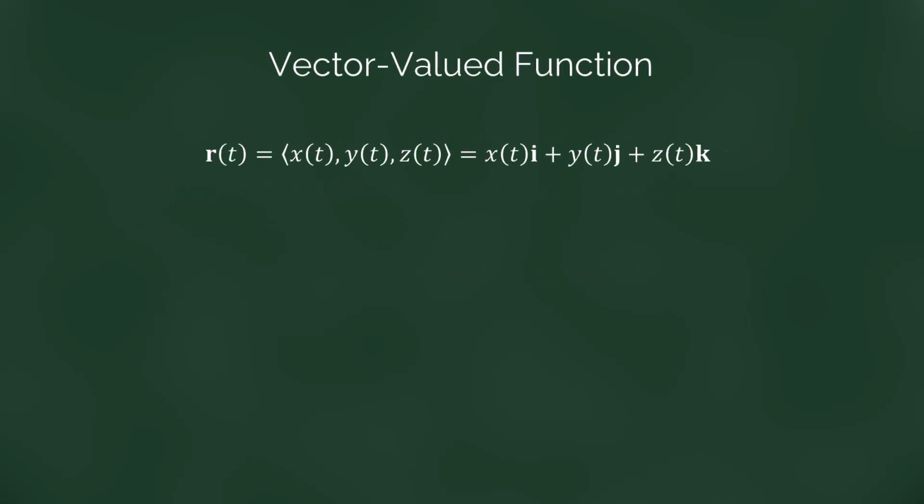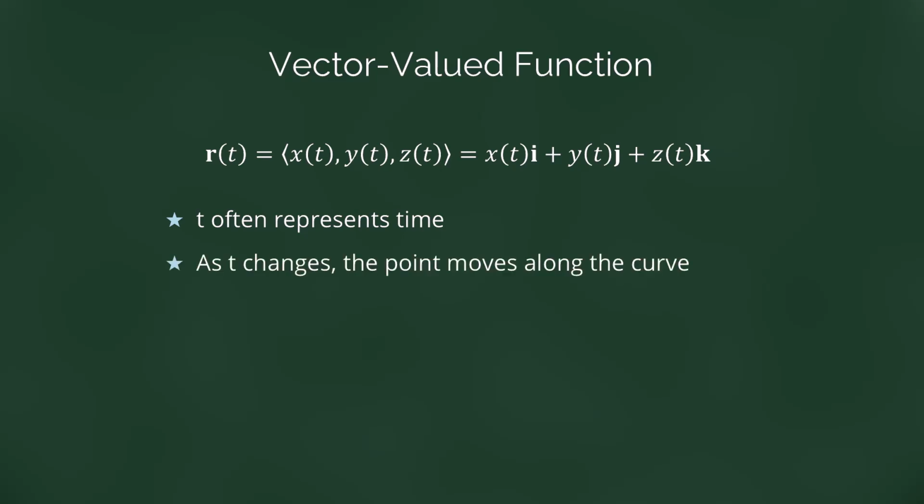We'll use two different ways of noting a vector-valued function. We can write r of t equals the vector x of t, y of t, z of t, or we can write it in terms of the unit vectors i, j, and k, where each coefficient is one component of the vector-valued function. Notice that we use a single independent variable, the parameter t, as our input. So vector-valued functions look a lot like parametric functions.